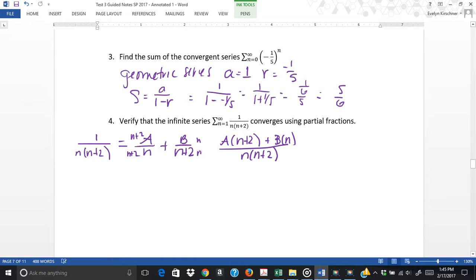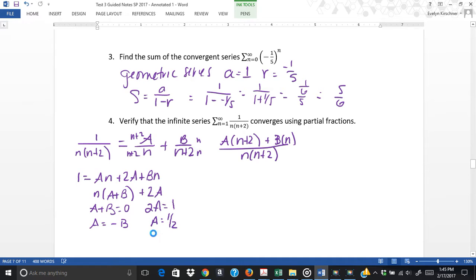So if I expand that, I don't have to worry about the denominators. I'm going to look at the numerator. So I know 1 equals an plus 2a plus bn. So I also have my n times my a plus b, and my 2a. So this is the n term, and there's no n term over here. That means that a plus b must equal 0, so a equals negative b. And here my constant term, 2a is 1, so a is 1/2, which then tells me that b is negative 1/2.